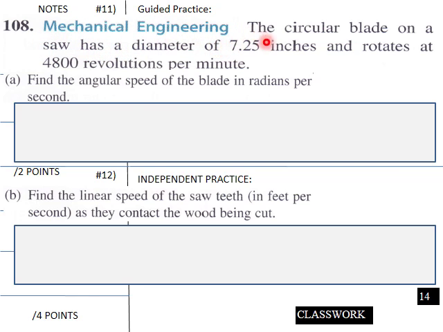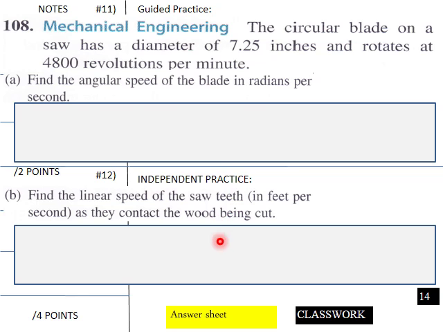Mechanical engineering students. The circular blade on a saw has a diameter of 7.25 inches and rotates at 4,800 revolutions per minute. Find the angular speed of the blade in radians per second here. We're going to do that in class. And then yours down here, student, independent practice. Find the linear speed of the saw teeth in feet per second as they contact the wood being cut. So find the linear speed as well as find the angular speed of this situation here.